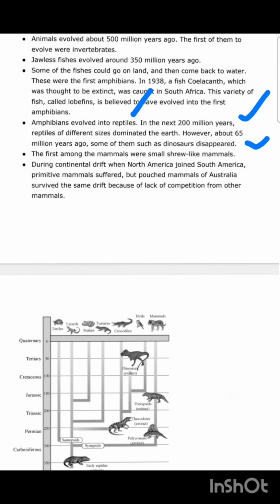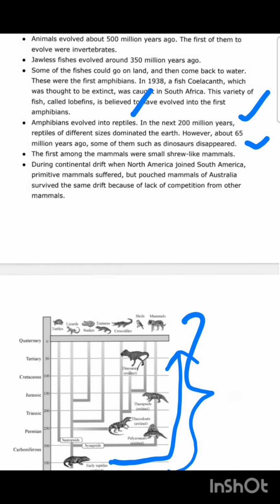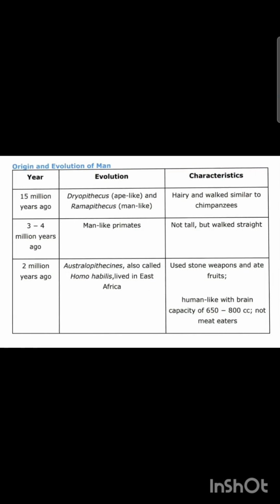The first among the mammals were small shrew-like mammals. During continental drift, when North America joined South America, primitive mammals suffered, but the pouched mammals of Australia survived the same drift because of the lack of competition from other mammals. In this diagram, it is mentioned how these animals evolved during the Carboniferous, Permian, Triassic, Jurassic, Cretaceous, Tertiary and Quaternary era or period.